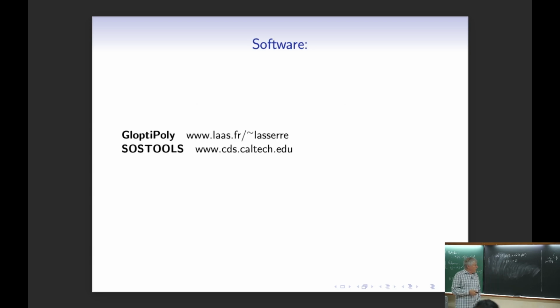The software, to my knowledge, possibly is in other places. The Toulouse people have it here. And I think it's free software. You can play with it. And if you have a minimization problem of polynomials, don't hesitate to use it. And also the Caltech group, the control theory group, has this one.